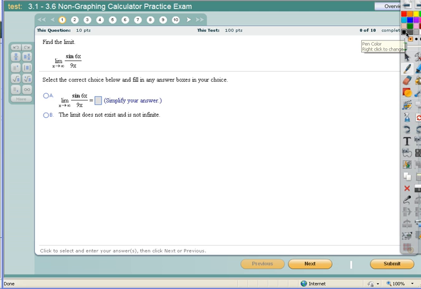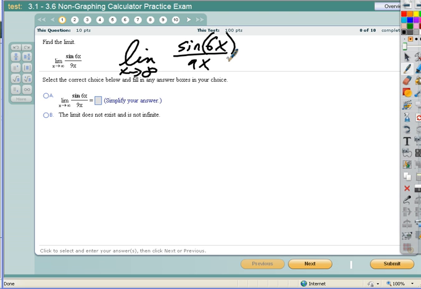So we're trying to find the limit of sine 6x over 9x as x approaches infinity. Okay, now here's all we have to know about this. As x approaches infinity, what's the bottom of the fraction doing? Going towards infinity. It's getting really big. What's the top doing? Nothing special. It's just oscillating back and forth between negative 1 and 1.